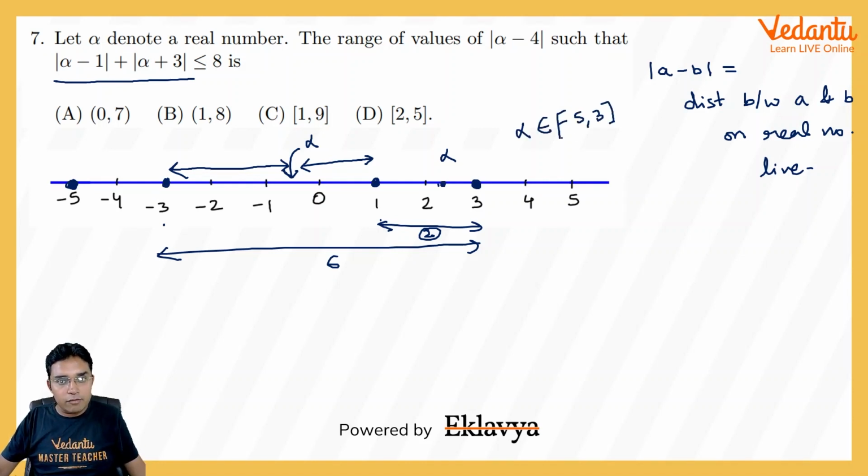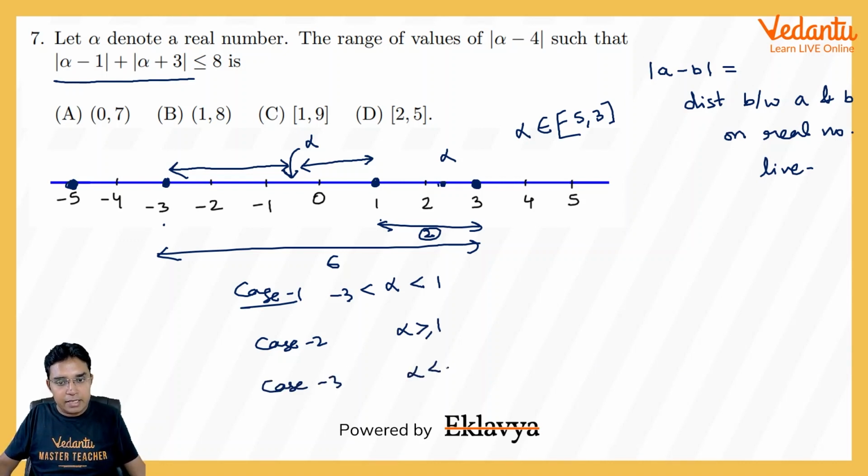If you are not comfortable with this, you can make cases. What will be the cases? First, you take alpha between 1 and -3. Then you make case 2 when alpha is greater than 1. And another case when alpha is less than or equal to -3. You can find it by our usual way, and my answer for alpha will also come out to be -5, 3.